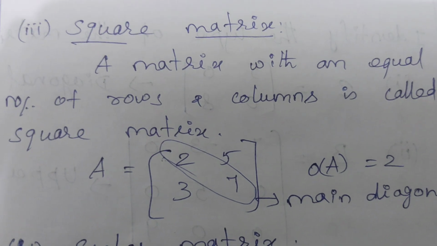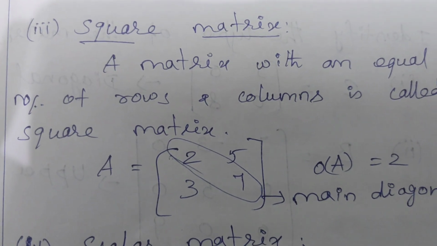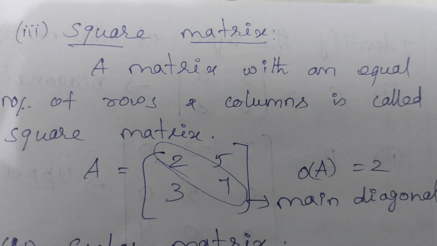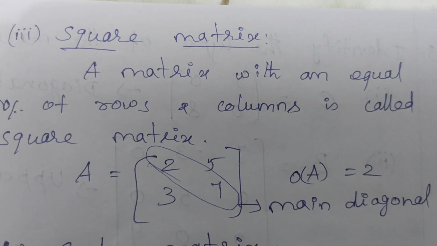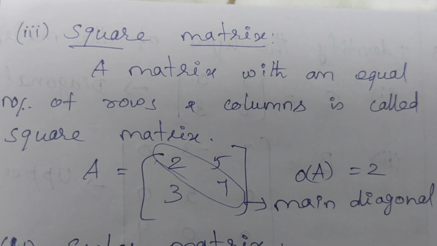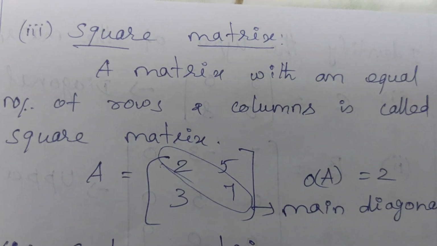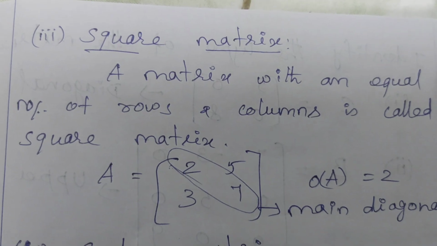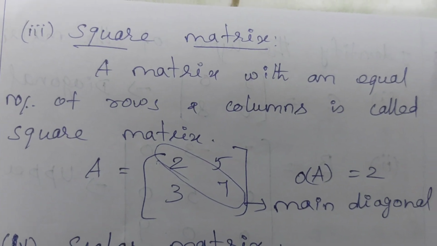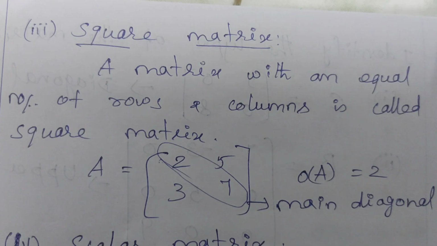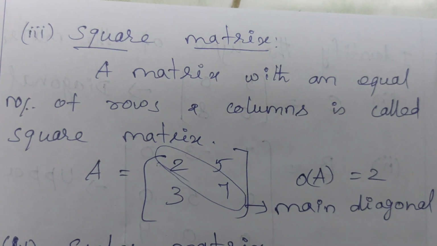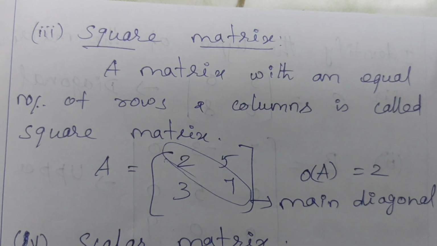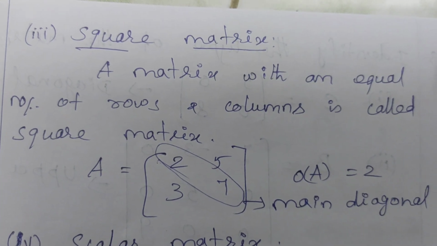Square matrix. A matrix with an equal number of rows and columns is called a square matrix. Example, A equal to first row elements 2, 5, second row elements 3, 7. Order of this matrix 2 by 2. Generally it can be written as order of A equal to 2 because the number of rows is equal to the number of columns. Number of rows equal to number of columns is nothing but a square matrix.